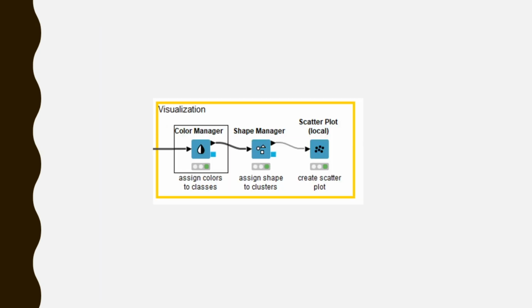So next we are going to visualize it. Through this color manager, shape manager and scatter plot, we are going to visualize the output of the k-means cluster. Color manager will help us to assign the colors for the clustering concept, and shape manager will help us to assign shapes for the cluster, and finally that could be visualized using scatter plot.